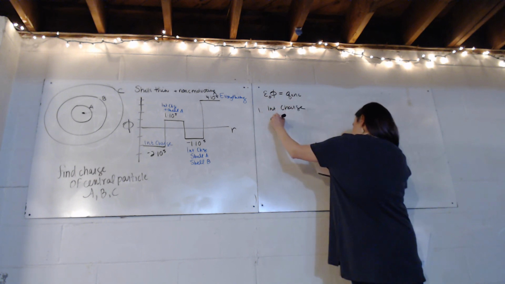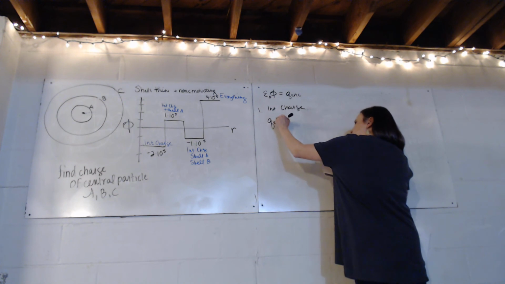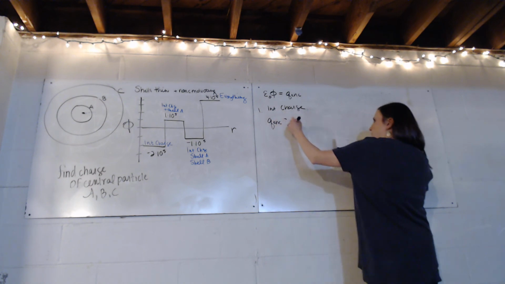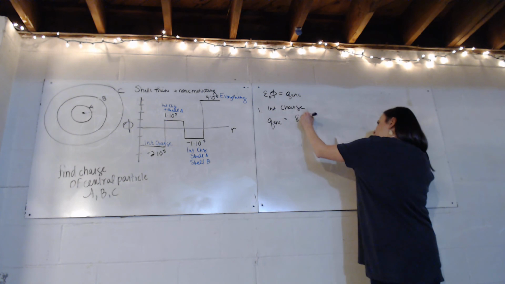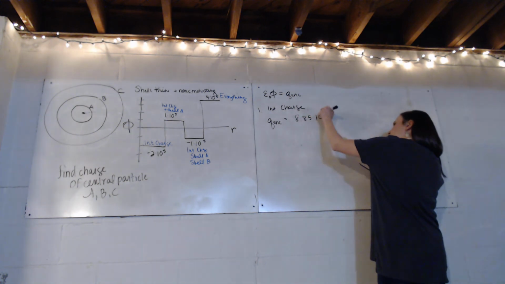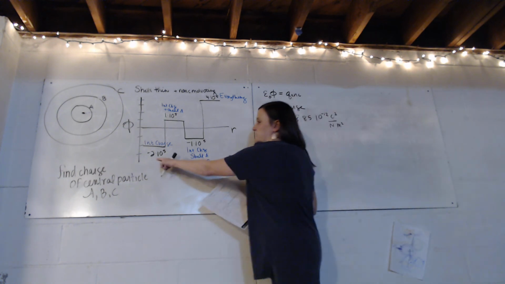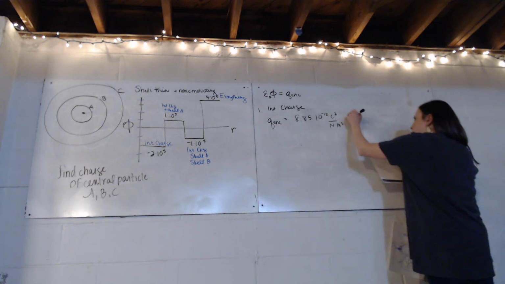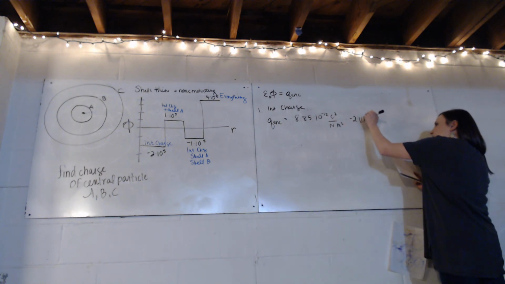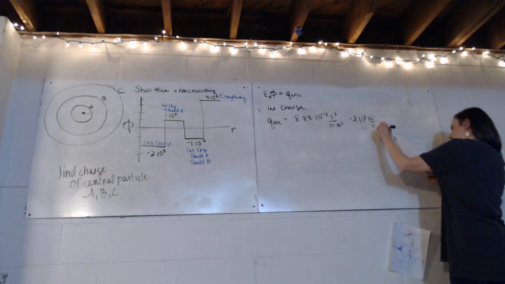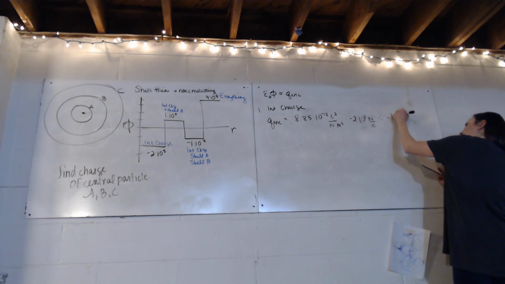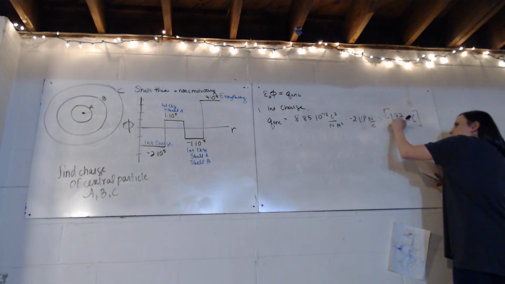So I can say Q enclosed, I'm just cheating where I wrote down my numbers, is equal to epsilon naught times flux, so it's 8.85 times 10 to the negative 12, if you care about units, coulomb squared over newtons times meters squared, times my net flux, which is negative 2, and the sign is important there, times 10 to the 5th newtons per coulomb. And so if I plug that in, this gives me negative 1.77 times 10 to the negative 6, so we could say microcoulombs. And that's my charge enclosed.